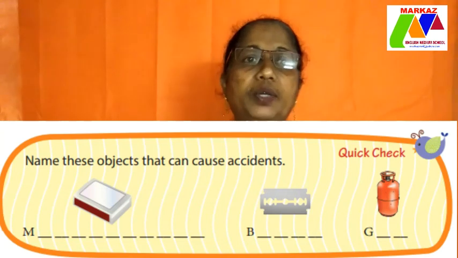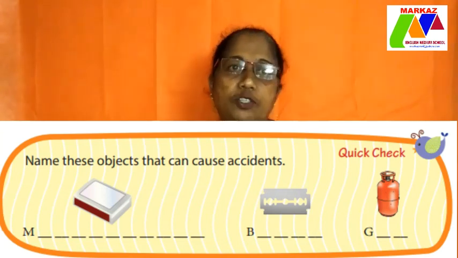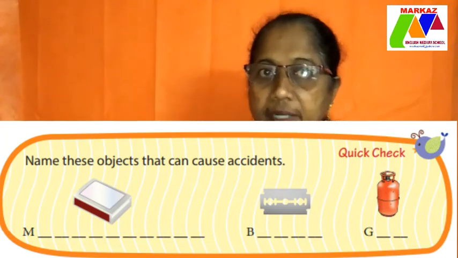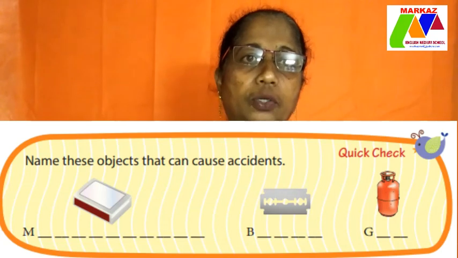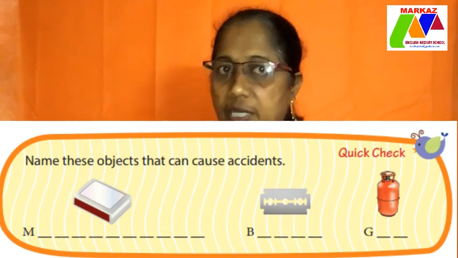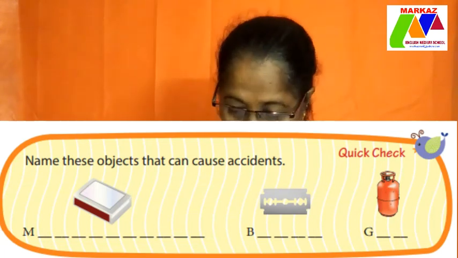Next one is a blade. If you play with the blade, you will cut yourself. A blade is not to be used by children. A blade is used by people for cutting some important things like pieces of paper or wood or like that, and people use it in the shaving set.